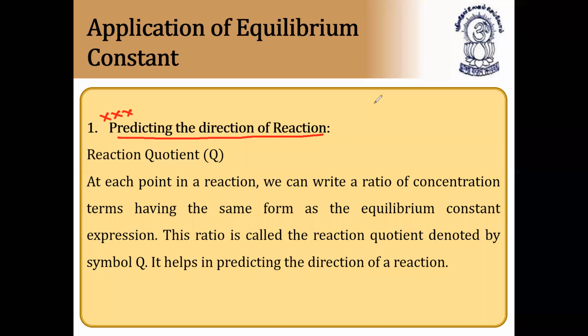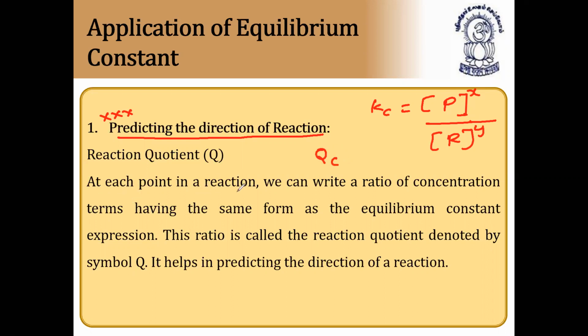Kc is equal to the concentration of products raised to the power of their stoichiometric coefficients, divided by the concentration of reactants raised to the power of their stoichiometric coefficients. This is how to find Kc. In the same way, you will also find Qc.